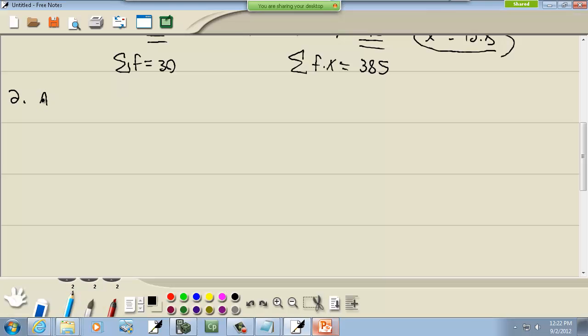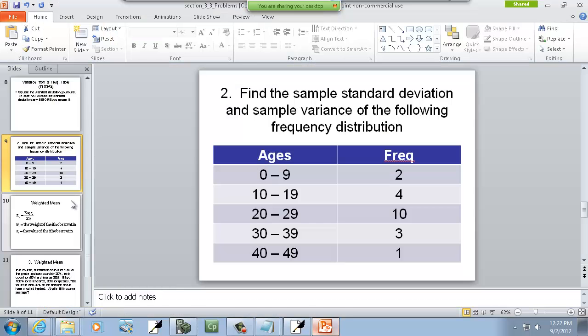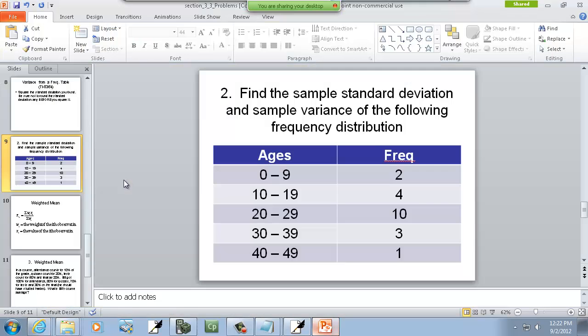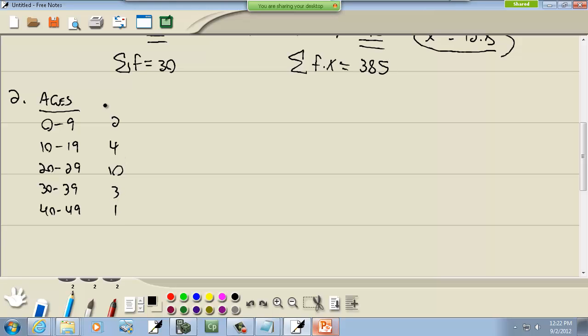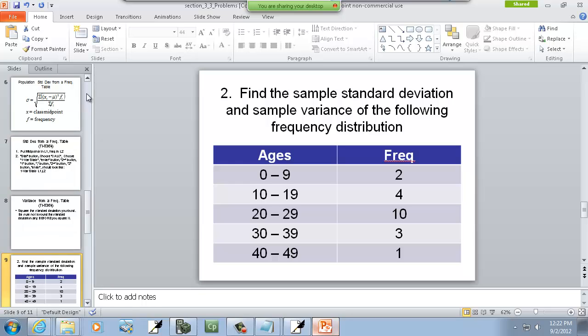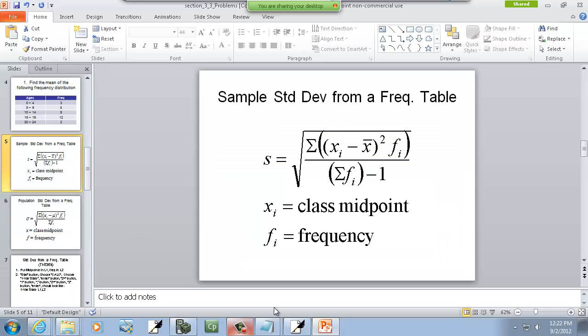So we got our ages: 0 to 9, 10 to 19, 20 to 29, 30 to 39, 40 to 49. The frequencies are 2, 4, 10, 3, and 1. And that's our frequency. Okay, now find a sample standard deviation and sample variance. Let's go back up to our formula. Like I say, we'll look at it in detail now.